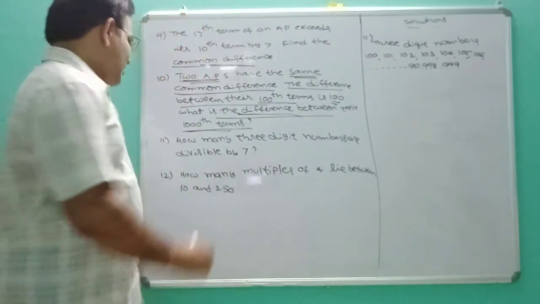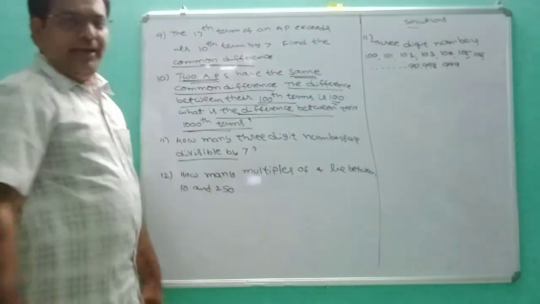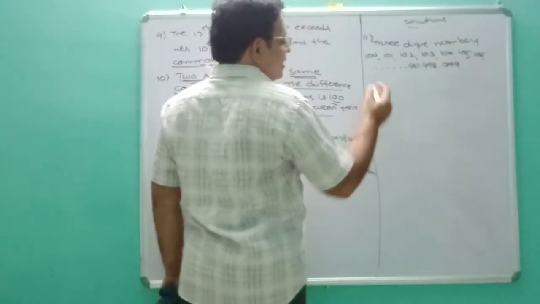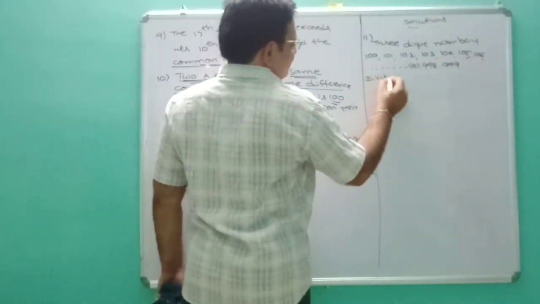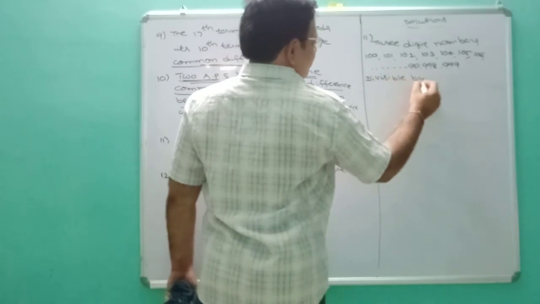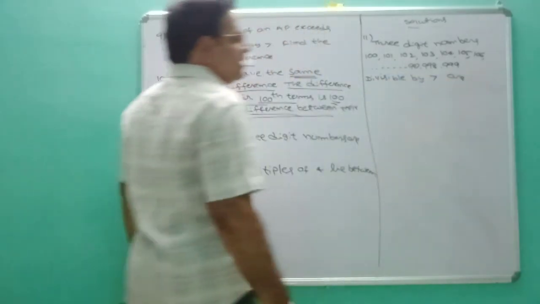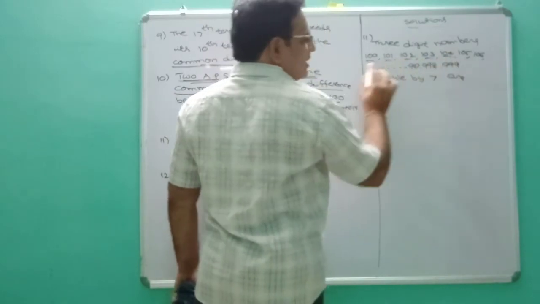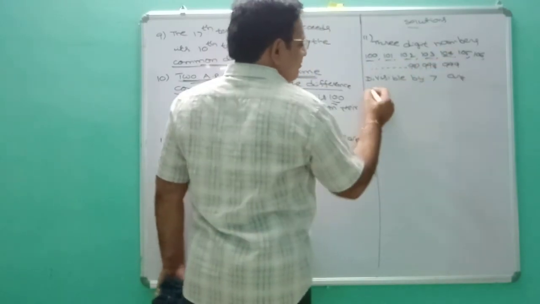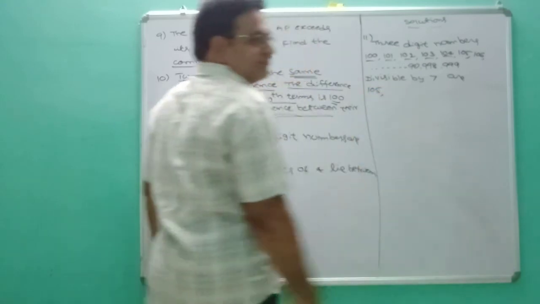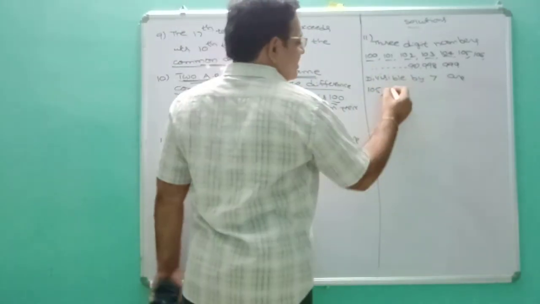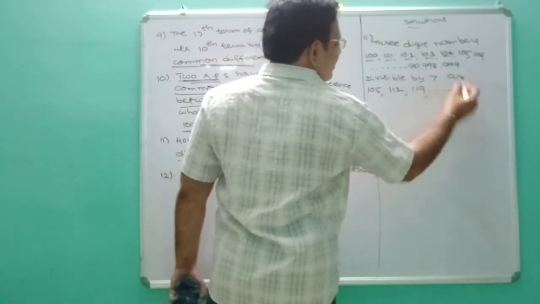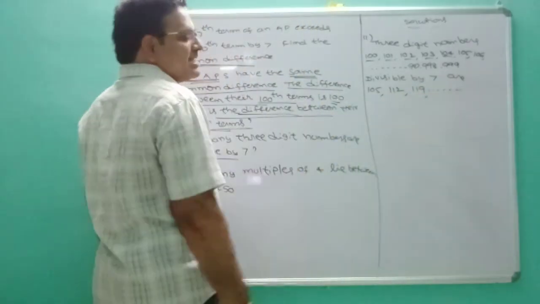In this one, what is the condition? Divisible by 7. So in this series, first you take the numbers divisible by 7. Which numbers are divisible by 7? 100, 101, 102, 103, 104 are not divisible. The next term, 105, will be divisible. Next, adding 7: 112, 119. These all will be divisible by 7.